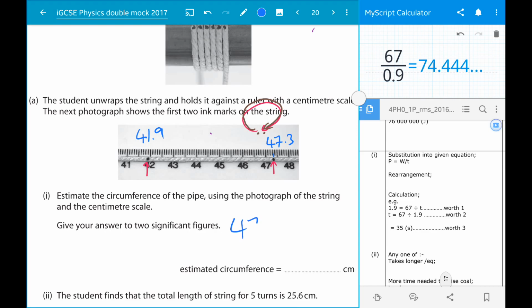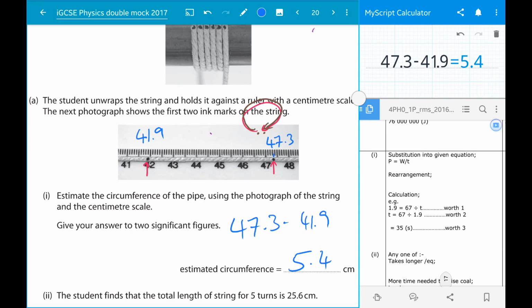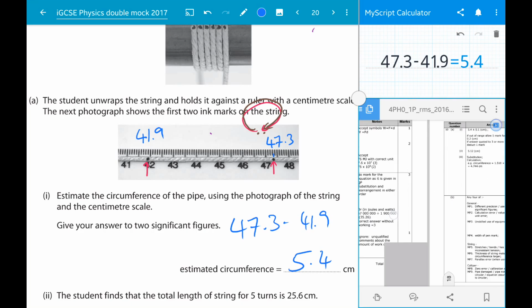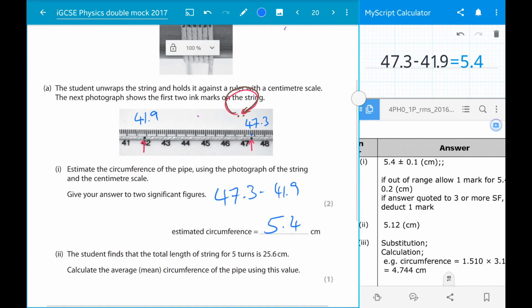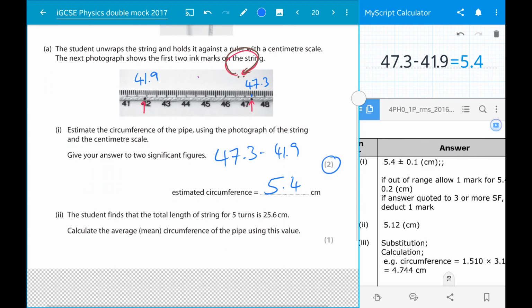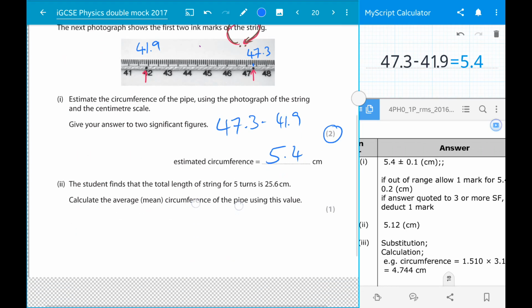Well, it's going to be 47.3 take away 41.9, which is 5.4. The mark scheme, let me pull it up on the right-hand side, allows you to be 0.1 out. If you're 0.2 out, you lose 1 mark. So that was a 2-mark question, and getting it accurate gives you an extra mark.